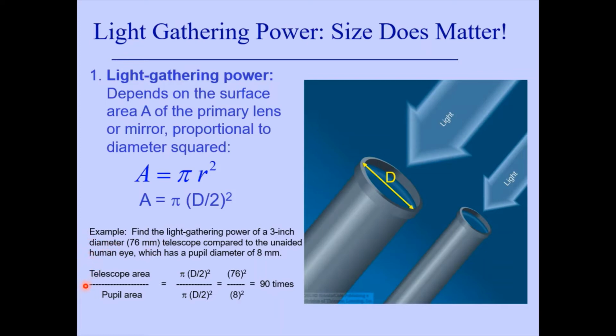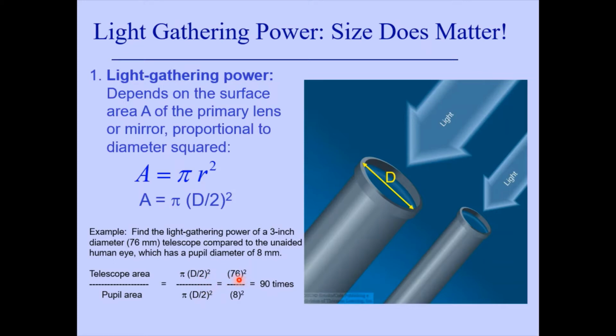So for light gathering power, we're going to look at the ratio of the area of the telescope to the area of our pupil. So we're going to use this equation here. We have pi d over 2 squared on top, and down here we have pi d over 2 squared. Notice that the pi's cancel and the factors of 2 cancel, so all that remains is the diameter squared.